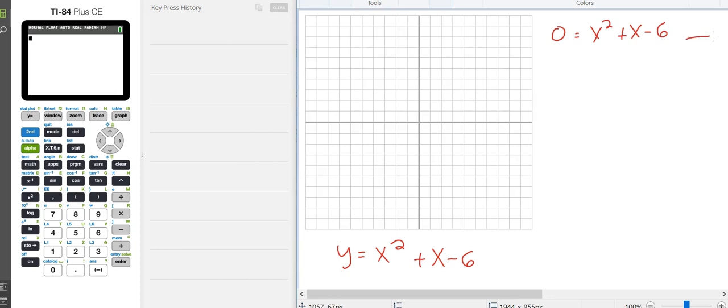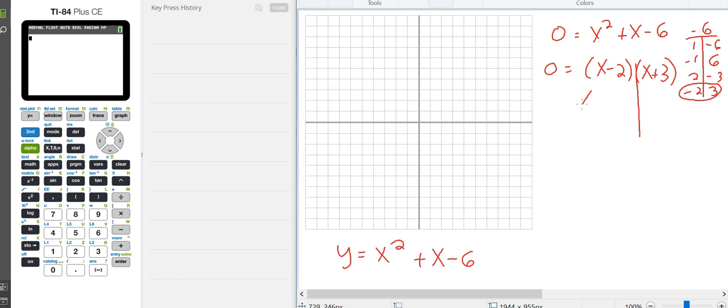So we're going to find factors of -6 that add up to +1. Factors of -6 are 1 and -6, -1 and +6, 2 and -3, or -2 and +3. The factors that add up to +1 are -2 and +3. So our two factors are x minus 2 times x plus 3, and we're going to solve each of these for 0. x minus 2 is equal to 0, and x plus 3 is equal to 0.